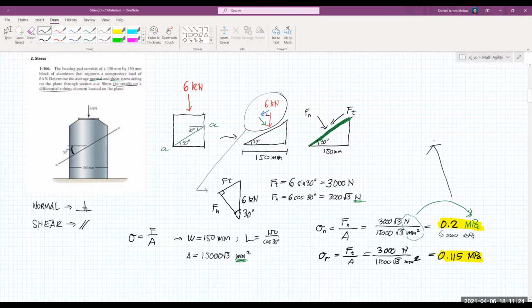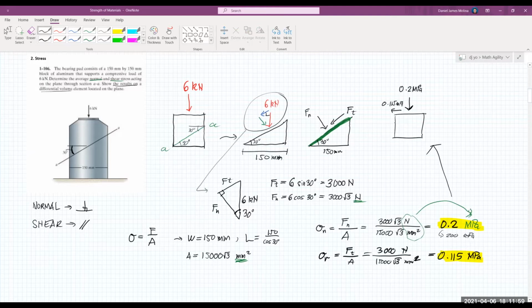And these are our two answers. So drawing the result, it will actually look like this. So for the normal component, we have a 0.2 megapascal stress, which is in compression. So the direction is towards the differential volume. And then for the shear stress, we have this one, 0.115 megapascal. So we have a wrong direction here. So it will look like this.